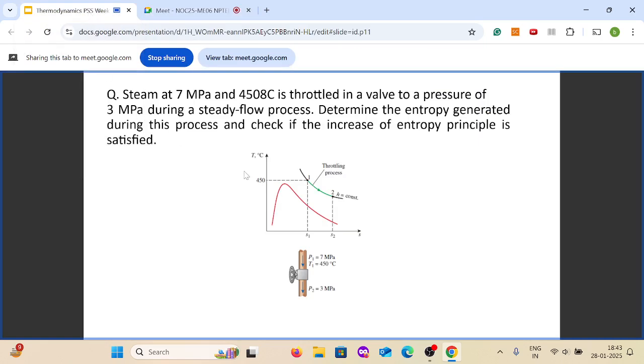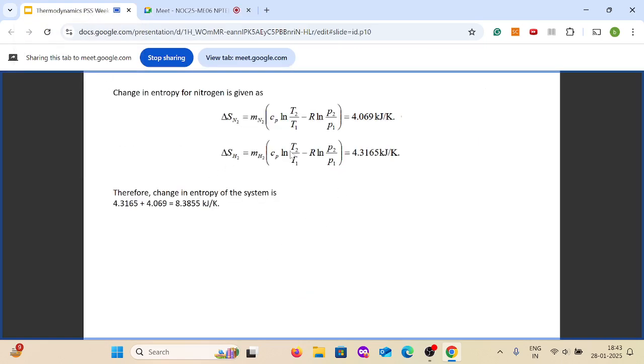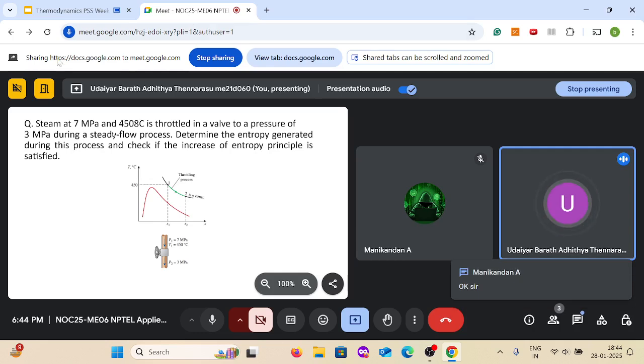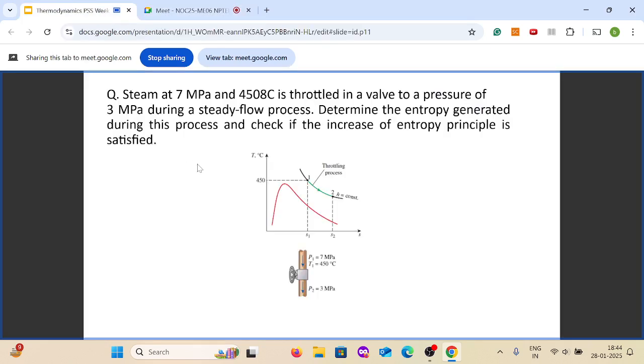So any doubt in the previous one? You can actually find it in another way, with respect to volume or your mole fractions. There's another way of finding the entropy of mixing, but I'll stick to this. If there is no doubt, I'll proceed to the next one.